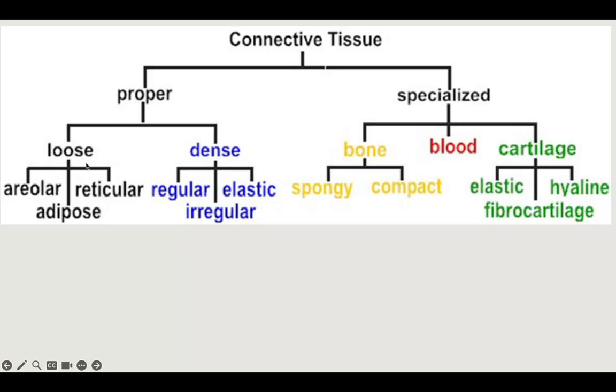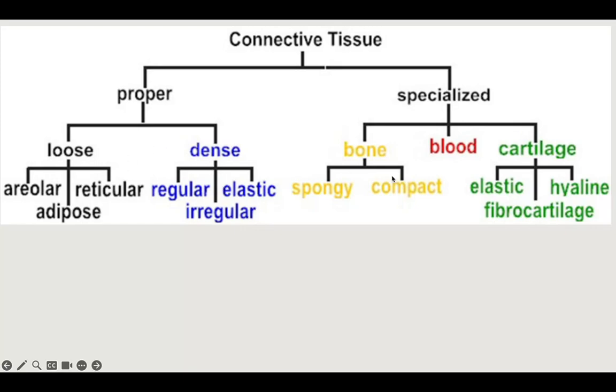Now, in loose, we have three types of connective tissue. So we would say loose areolar connective tissue, loose adipose connective tissue, loose reticular connective tissue. Okay, I do need you to say the full name. Then we have dense. In dense, there are three types of connective tissue. We would say dense regular, dense irregular, and dense elastic. Okay, so with these, we're really paying close attention to how the protein fibers are arranged.